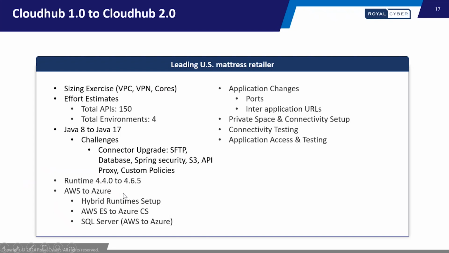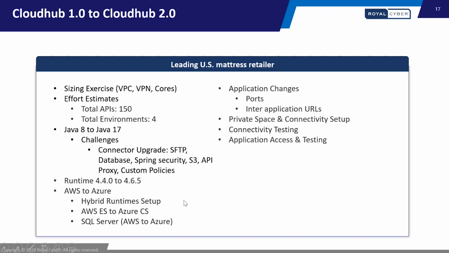Basically, the client was also moving from AWS to Azure. Apart from CloudHub 1.0, the customer also had hybrid runtimes hosted in AWS, and we needed to move those hybrid runtimes from AWS to Azure. And again, we needed to set up those hybrid runtimes on the latest Mule runtime, which is 4.6.5.